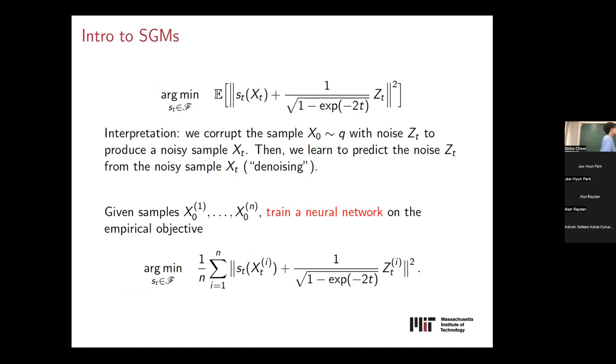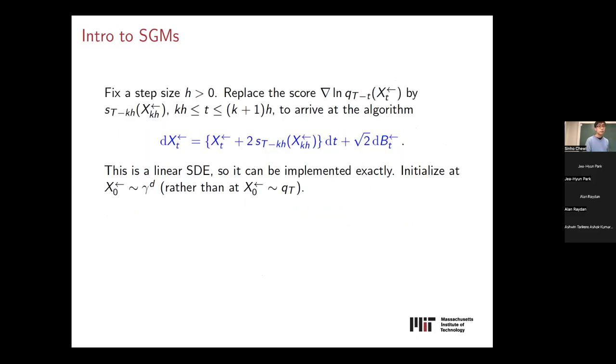The nice thing about this is that now we can replace this expectation with the empirical average over samples. These samples x0 are just your database of images. For my database of images, I add noise to them to form the noisy images xt. I also have the vts, which is the noise I added, and now this is an objective that I can train with the neural network, and I learn some score. So this is how you set up the score learning problem.